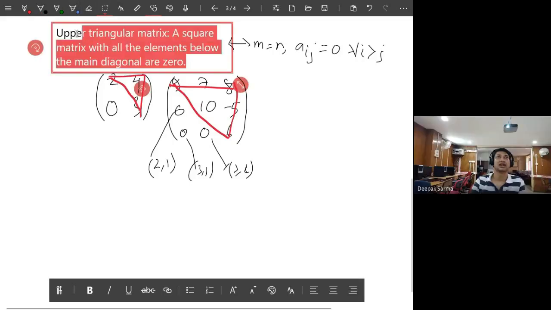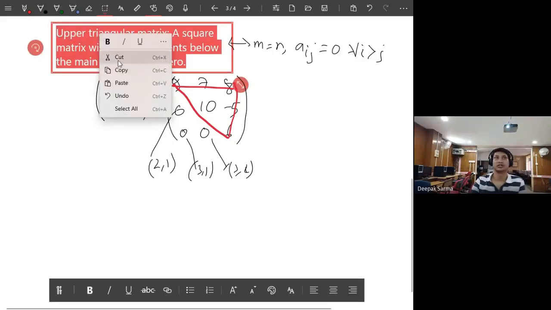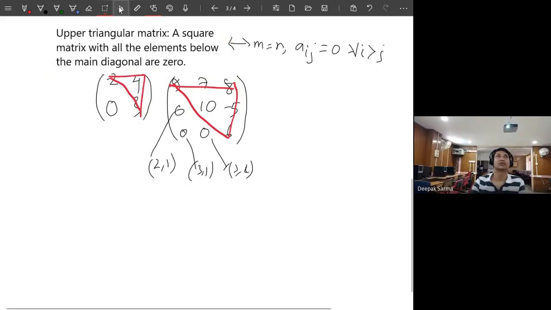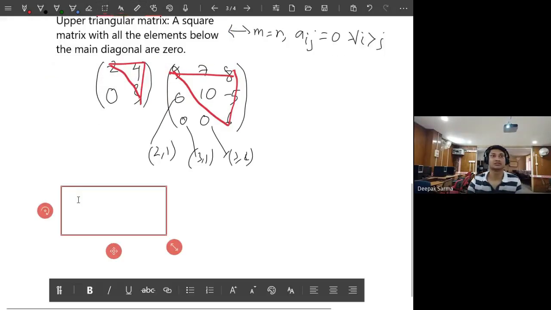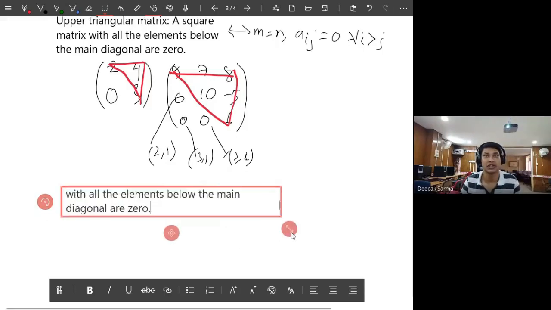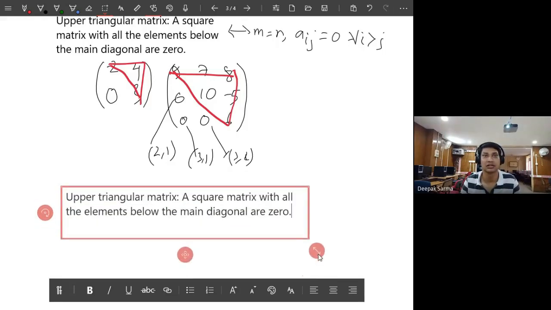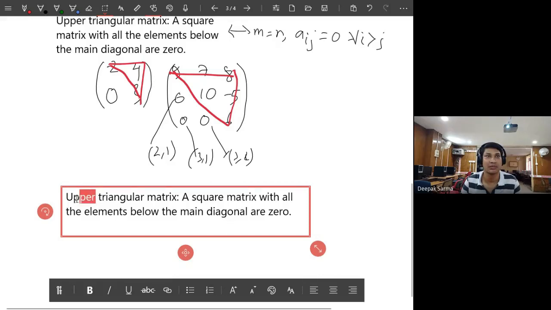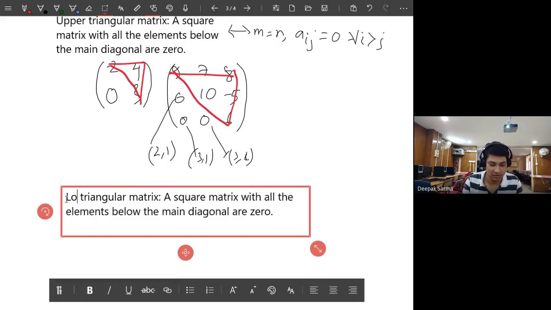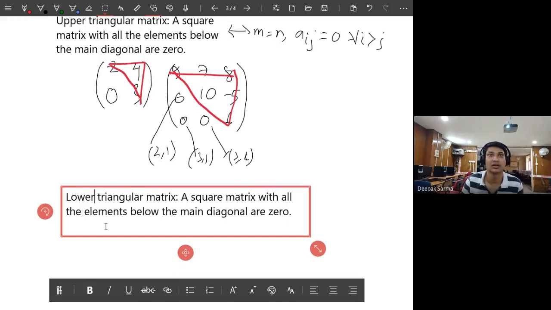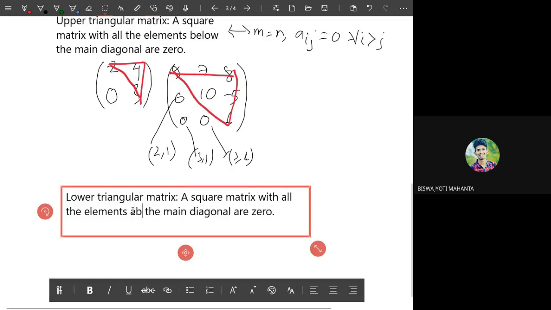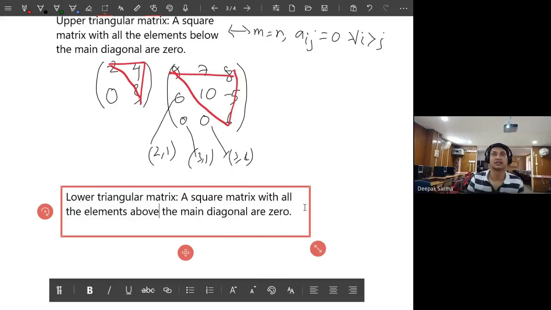Okay. So let me write again the lower triangular matrix. It is similar. I have copied it here. So what should I replace? Upper should be replaced by lower. Square matrix with all the elements above the main diagonal being 0.